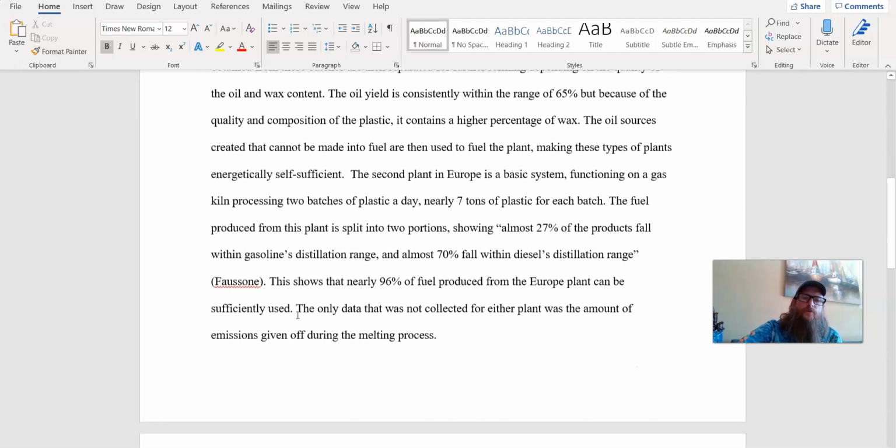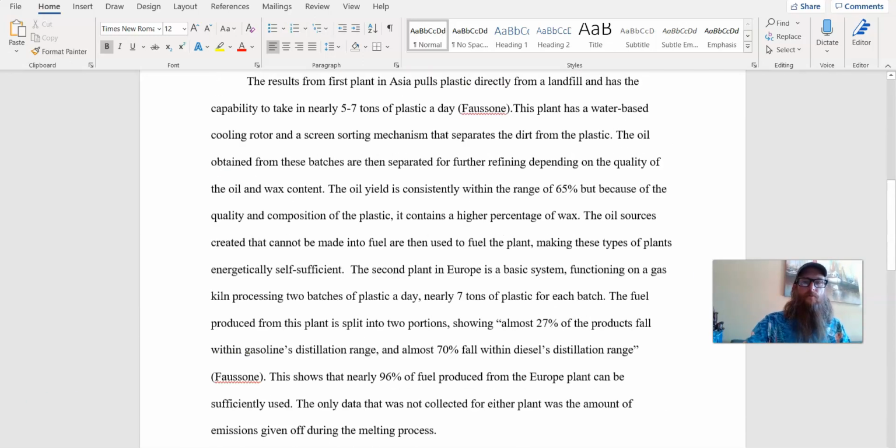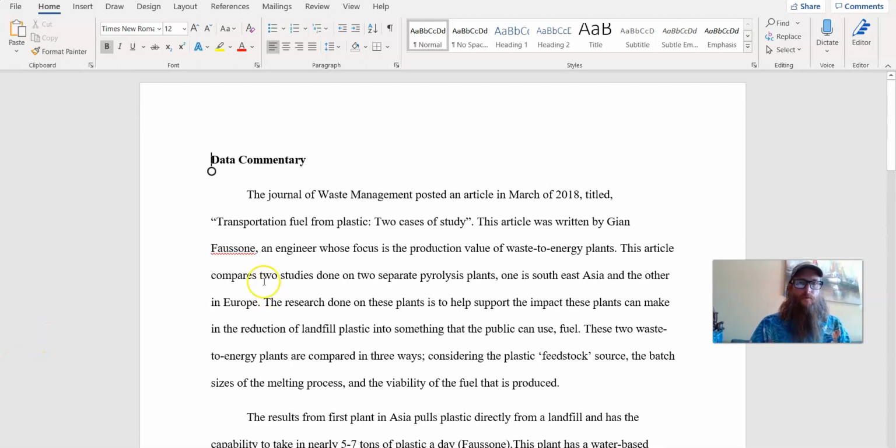Remember, you were supposed to go ahead and read this, and then you do the things at the end here that I asked you to do, because these are the things that it says you should do in the assignment directions, right? So let's go ahead and get into that. Where is the journal introduced, right? Well, this is pretty straightforward.